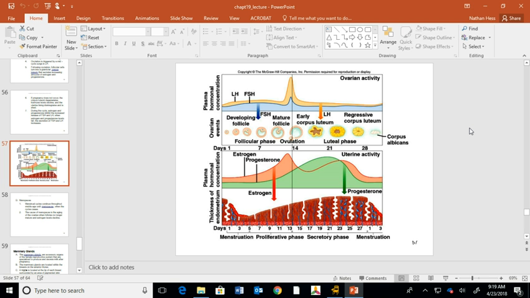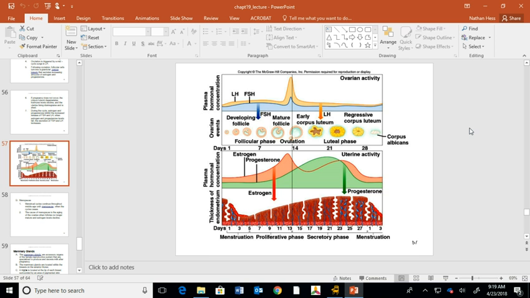Remember, that's the inside layer of the uterus. So this is basically the uterus preparing itself for the egg to implant. Because the egg's going to be released about here, right? So we want to start growing and thickening and getting that endometrium nice and ready for that fertilized egg, if it does get fertilized, to implant into the uterus.